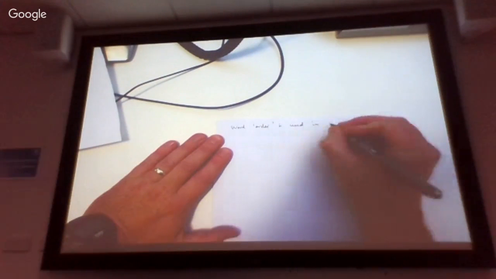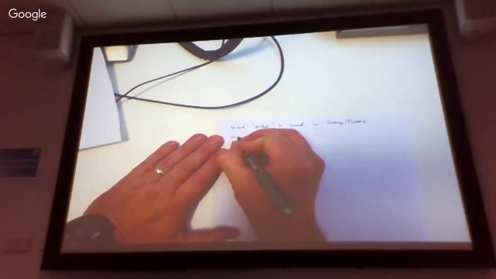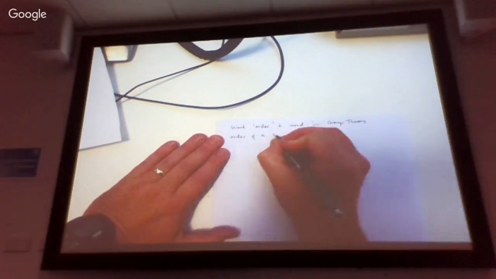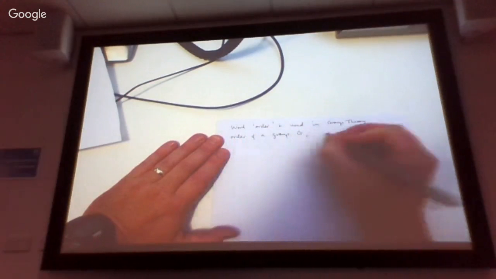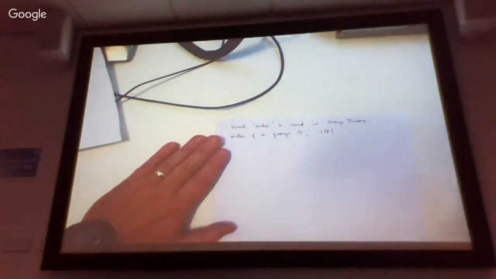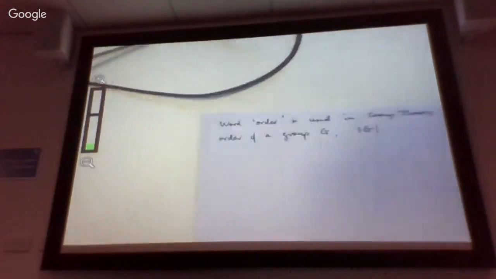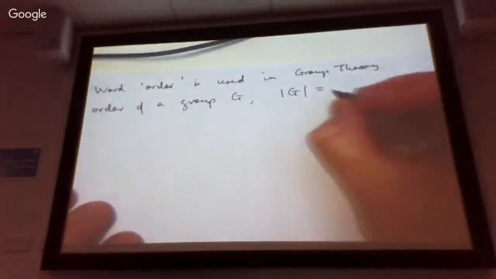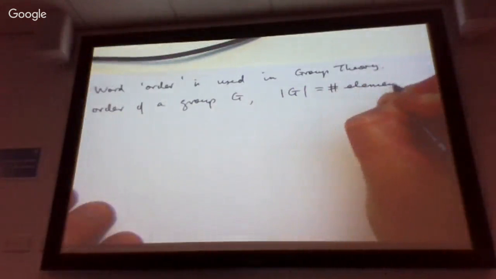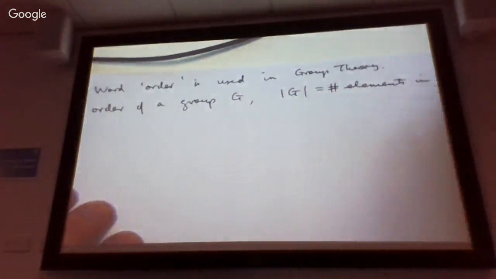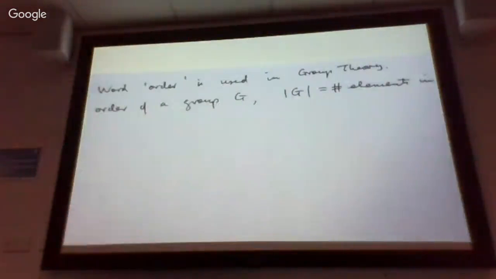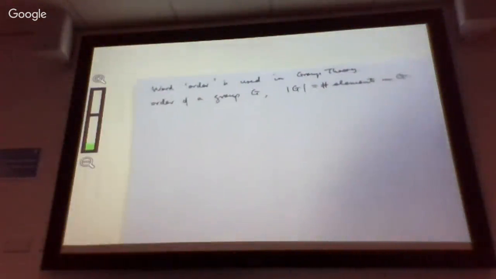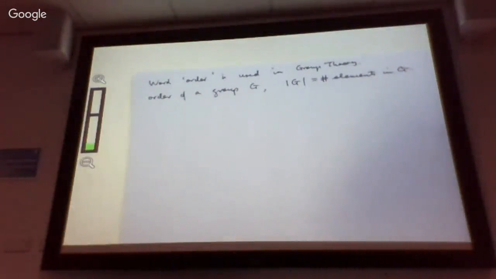Used in group theory, it's used in two slightly different ways. So you can say the order of a group, order of group G, and it's written absolute value of G. So that's referring to the number of elements in G. If the group has a finite number of things in it, it's a finite set, and the order is just that number, otherwise it's an infinite group.